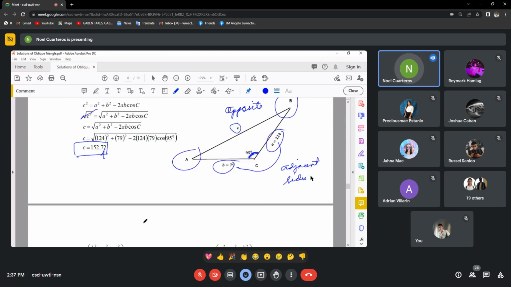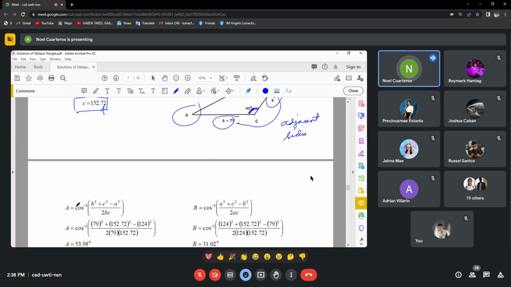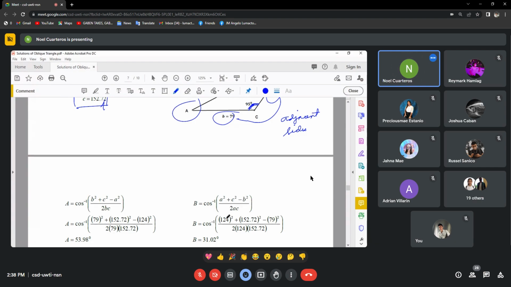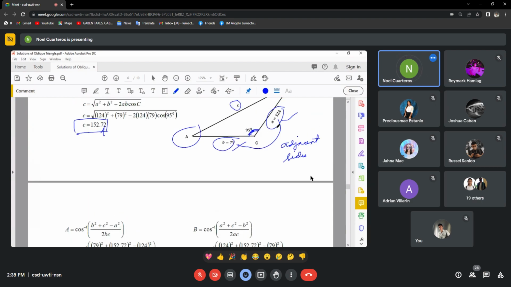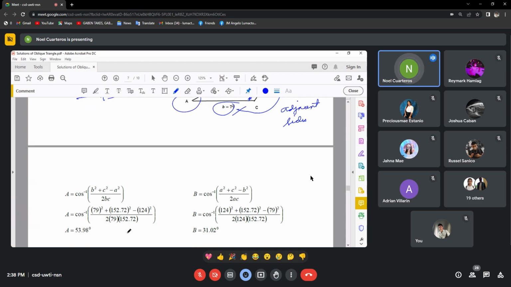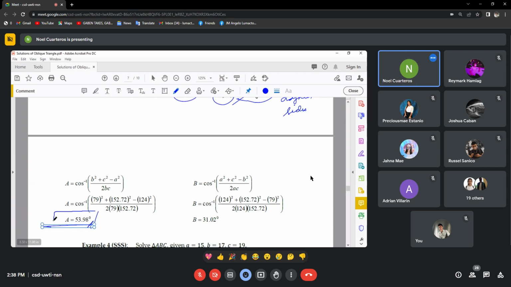To solve angle A, we have cosine inverse of B squared plus C squared minus A squared all over 2BC. To solve angle B, we have cosine inverse of A squared plus C squared minus B squared all over 2AC. Substitute their values, and we come up with 53.98 degrees and 31.02 degrees. Let me calculate to check if that is right.